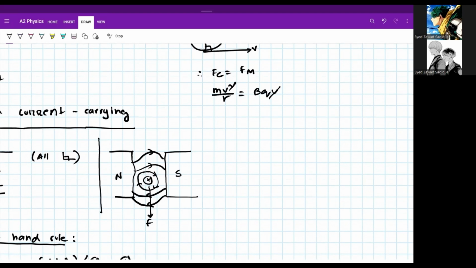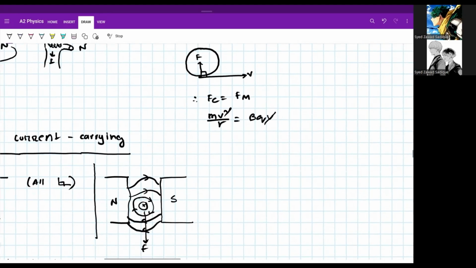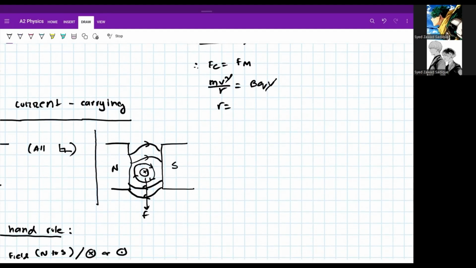The v cancels. Usually they tell you to find the radius. You can modify the formula and write r equals mv by Bq. But otherwise, you can just work with this. This is your main formula.